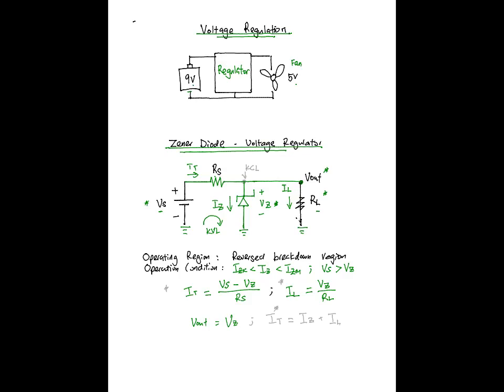Alright, when we do a KCL at this node here, we can derive that the total current IT equals the Zener current Iz plus the load current IL. In fact, all the circuit analysis for the Zener diode is based on these three equations: IT, IL, and the KCL equation.